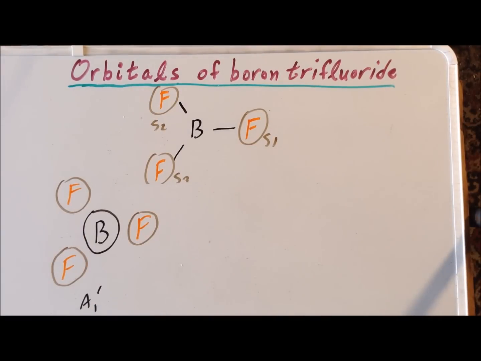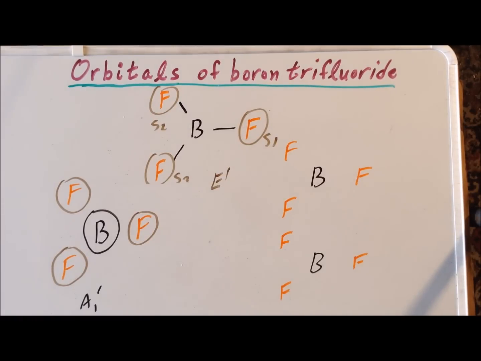So we notice that in this direction, the orbital on boron has exactly the same phase as fluorine, so that's a bonding interaction. In this direction, it's a bonding interaction. And in this direction, it's a bonding interaction. So in every possible direction, this is an all-bonding sigma orbital. And that gives us the A1 prime molecular orbital for boron trifluoride.